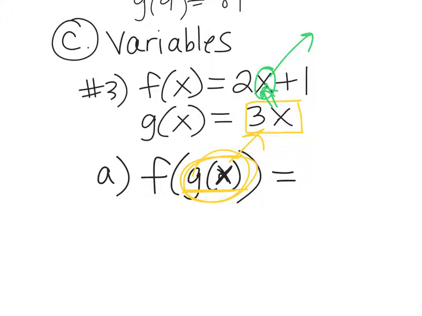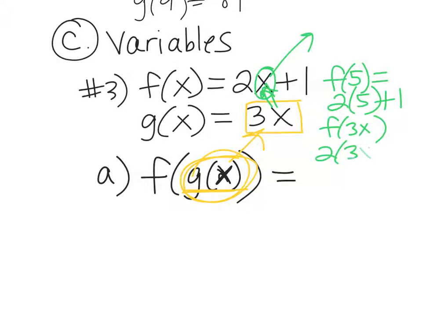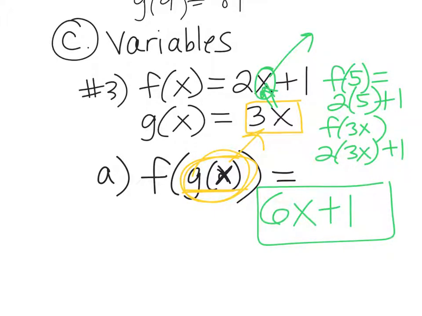If I ask you again, what is f of 5? You would go 2 times 5 plus 1. So I want you to do f of 3x. You're going to do 2 times 3x plus 1. And what would your answer be? 6x plus 1. It's harder though because there's not numbers. The entire grouping goes in.